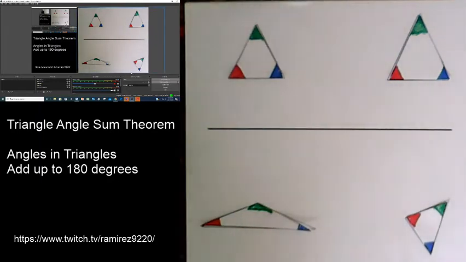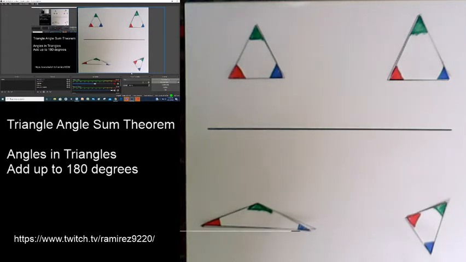Oh, they're recording. Hello guys, so I'm gonna go ahead and show you guys about the triangle angle sum theorem, a little intro into the geometry course for next year. So the triangle angle sum theorem simply states that the angles in a triangle will add up to 180 degrees. Always, it doesn't matter what kind of triangle we have.